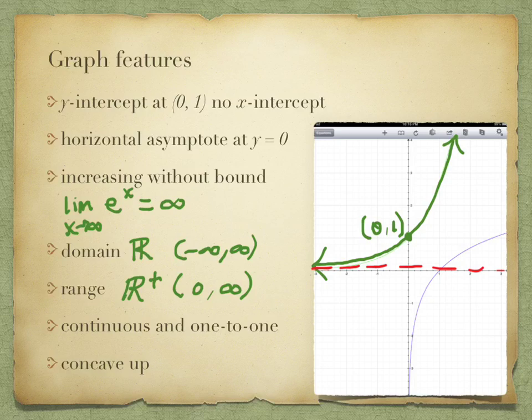Exactly, only one x. And we had a line test to do it too, didn't we? A horizontal. So if we were to draw a horizontal line and cross through a y value, it would correspond to exactly one x value. Very good. And then this is concave up, agreed?